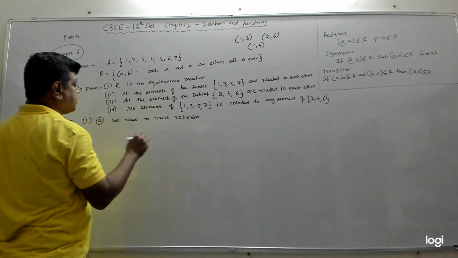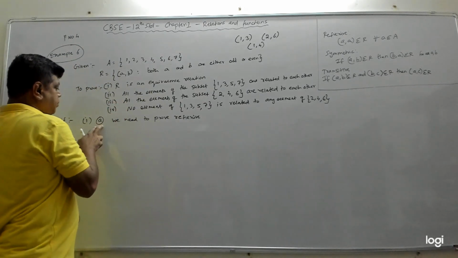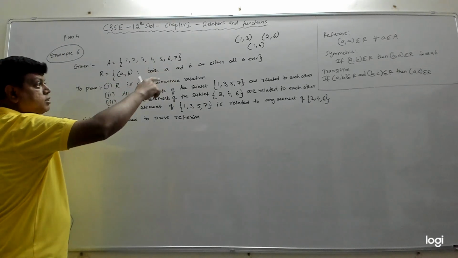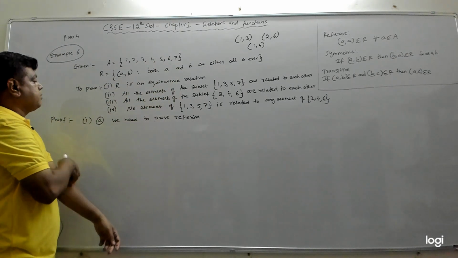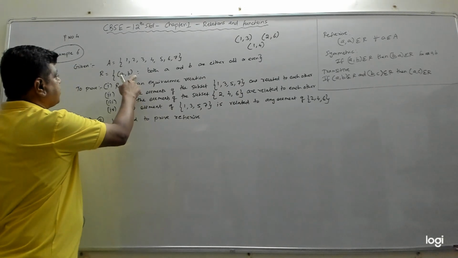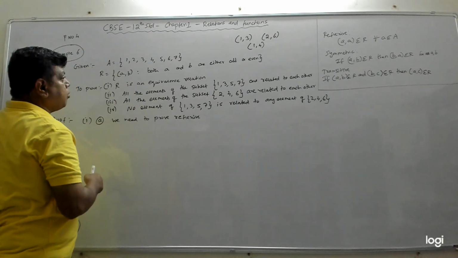We need to prove that it is reflexive. So which means that is the A part. In the first, there are three parts A, B, C. A is to prove reflexive, B is to prove symmetric, C is to prove transitive. Right? Now we need to prove that this relation is reflexive. Now how do we prove that it is reflexive?